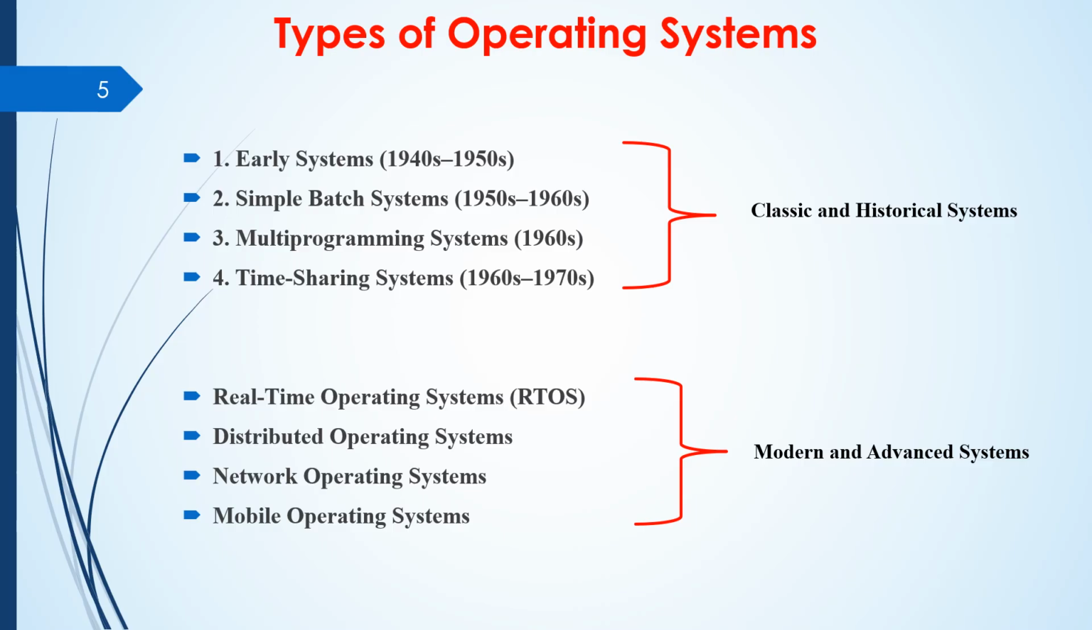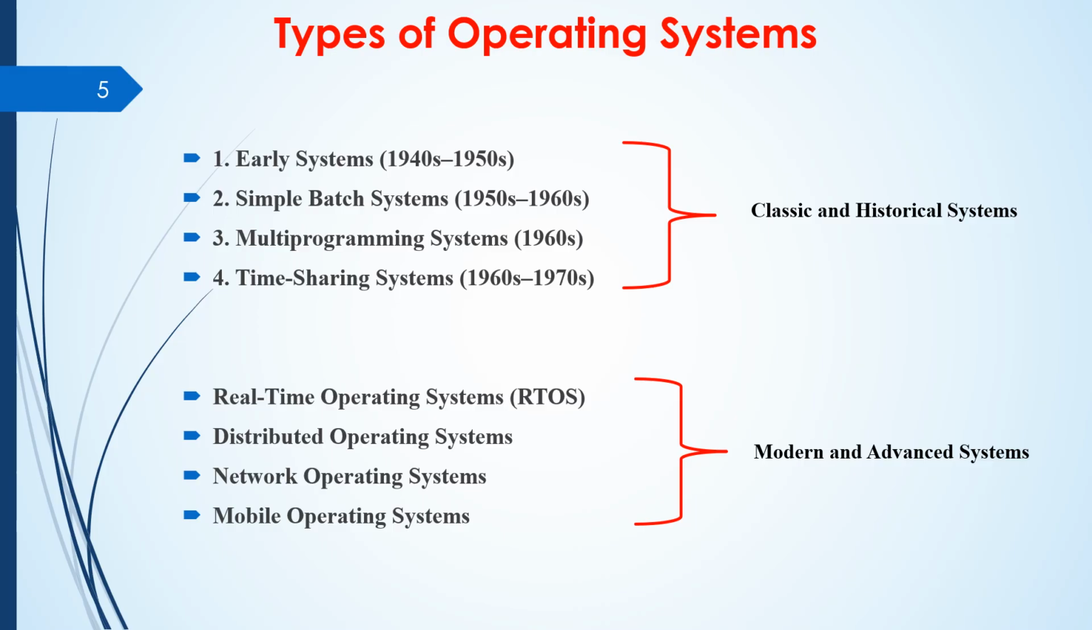First of all, early systems. No operating systems existed. Users interacted directly with the CPU and hardware. Programs were loaded and executed manually. This was simple but inefficient and error-prone.